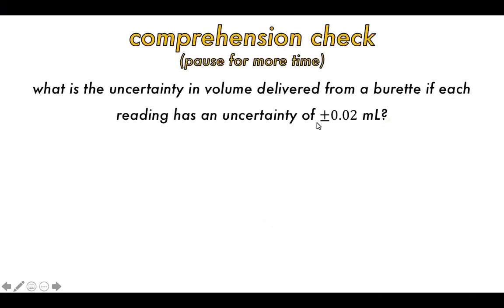Okay, let's check comprehension. What is the uncertainty in a volume delivered from a burette if each reading has an uncertainty of plus or minus 0.2 milliliters? Please pause for more time if you need it. Try and work through it on your own, and then we'll go through it together. Again, pause for more time if you need it.